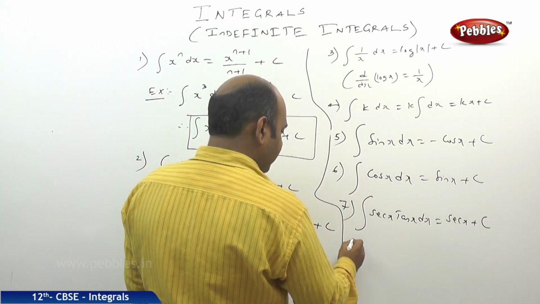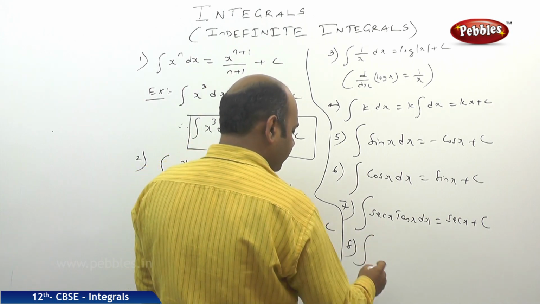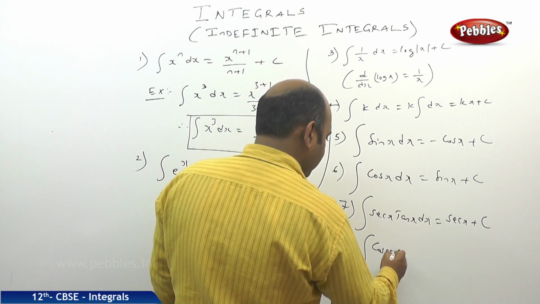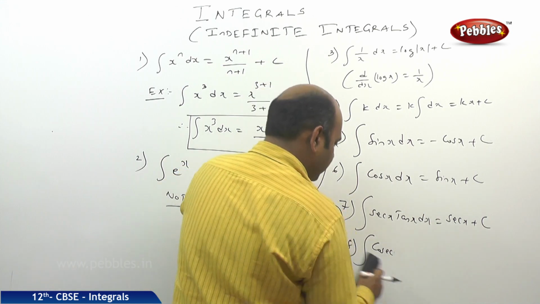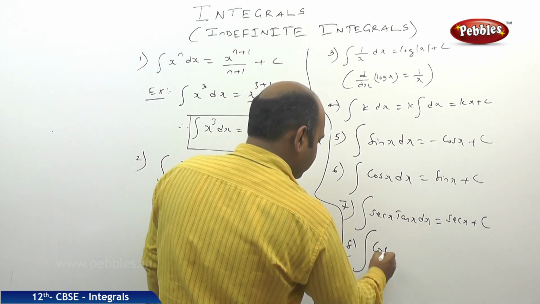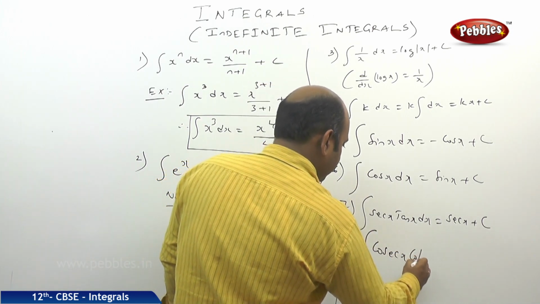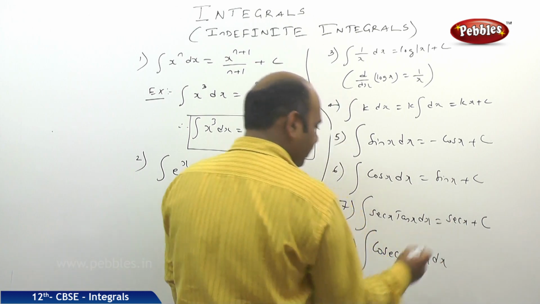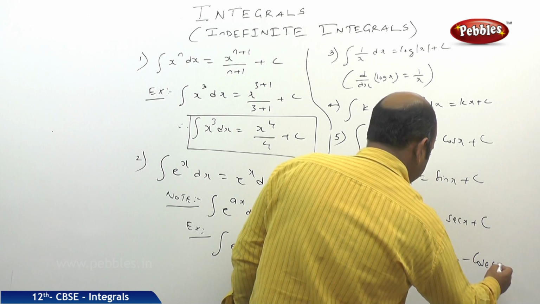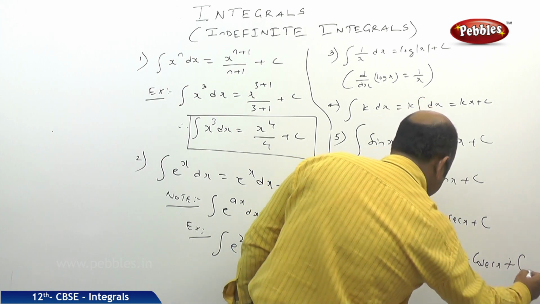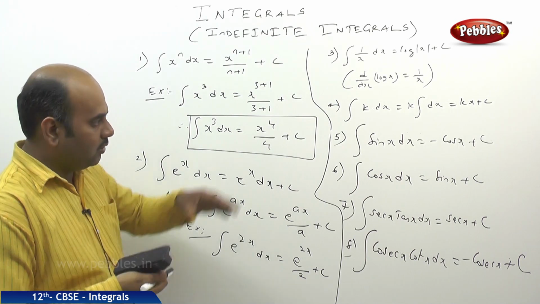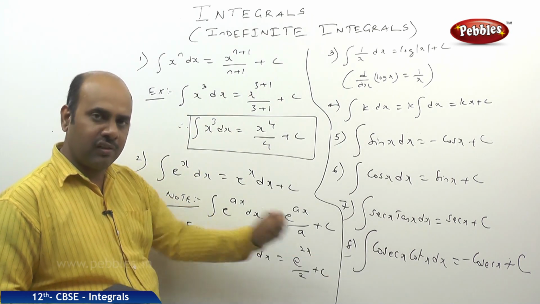And later, integral of cosecant x cot x dx we should write as minus cosecant x plus c. Now if you observe carefully, we need to remember all these kinds of formulas.